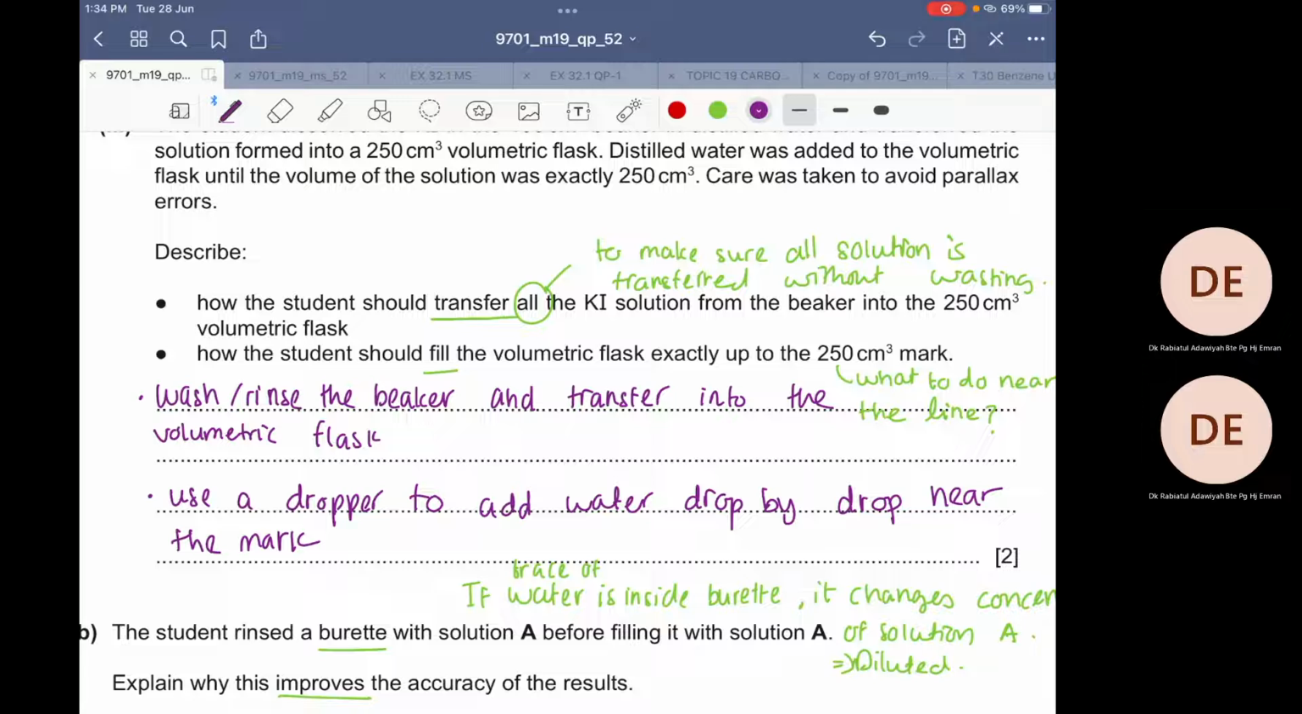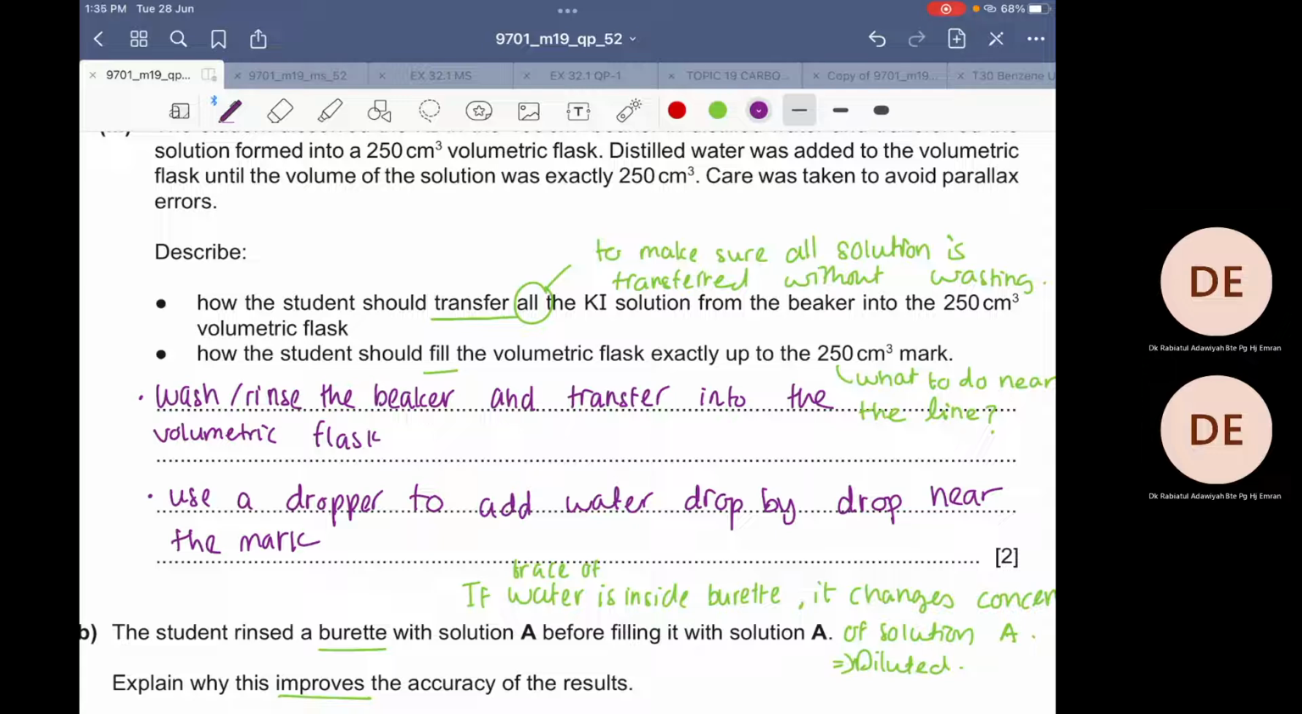Yes. So you do not want to change the concentration of the solution that you're doing. But how can that change the concentration of the solution? Okay, so imagine if you wash the burette using tap water, okay? And then it's not dry. So you have some water inside the burette.